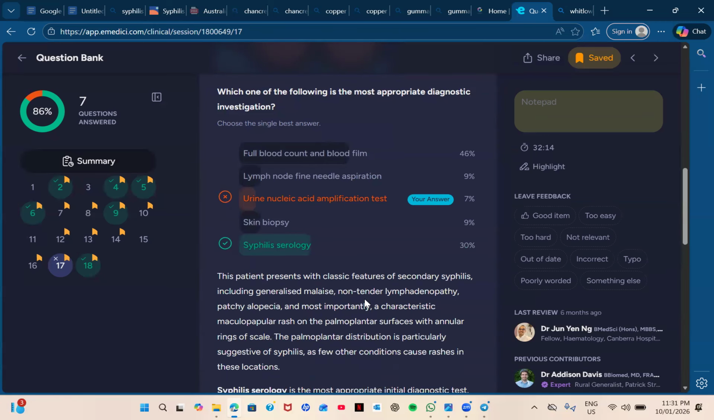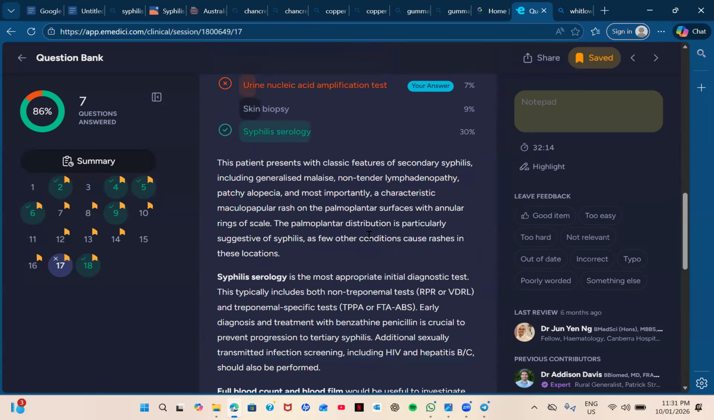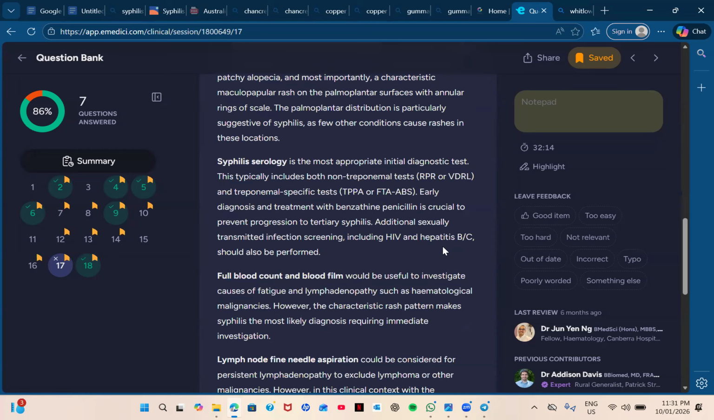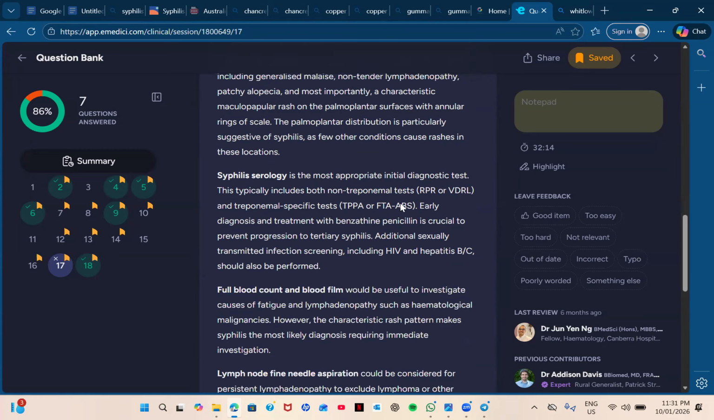Okay. It's syphilis serology. Let's check why. This patient presents with classic features of secondary syphilis, including generalized malaise, non-tender lymphadenopathy, patchy alopecia, and most importantly, a characteristic maculopapular rash on the palmoplantar surface with an annular ring of scale, the copper rash. Then syphilis serology is the most appropriate initial diagnostic test.